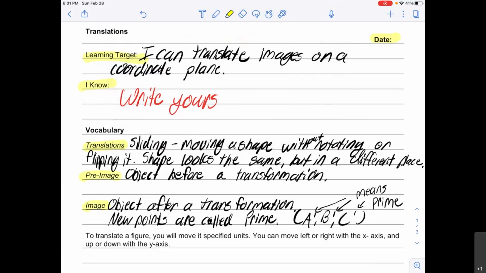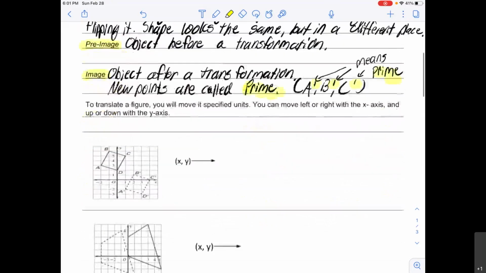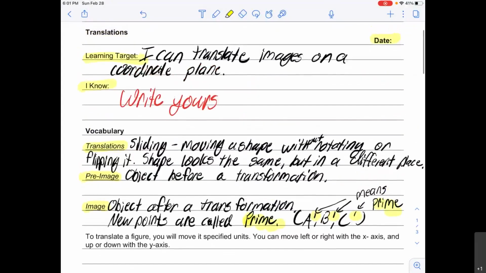Our new points after a transformation, such as a translation, are called prime. And I wrote in here, for example, our new points could be A prime, B prime, C prime. Those little marks mean prime. So please pause the video here, get all of that written down, and then restart when you're ready to go.